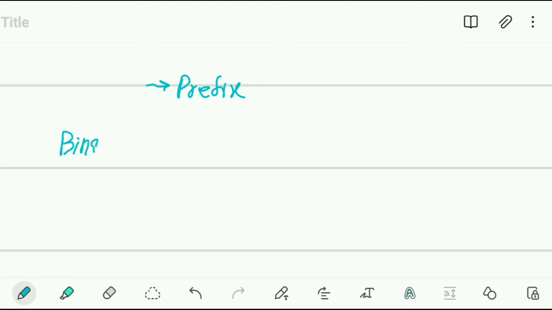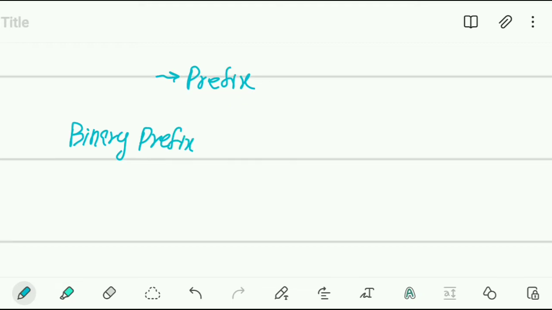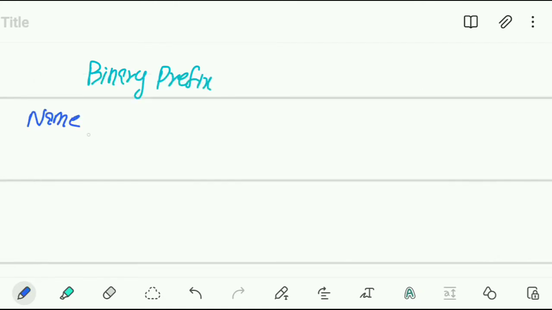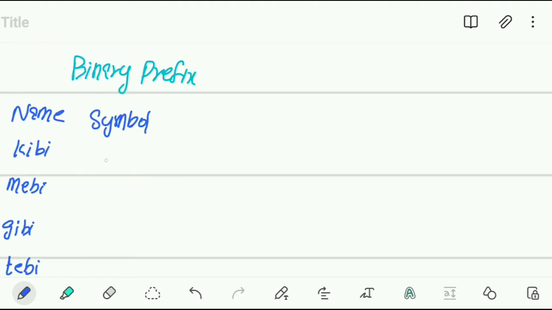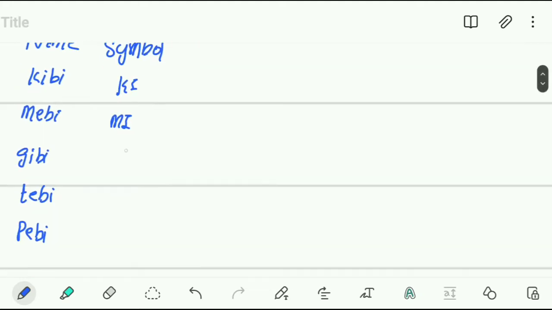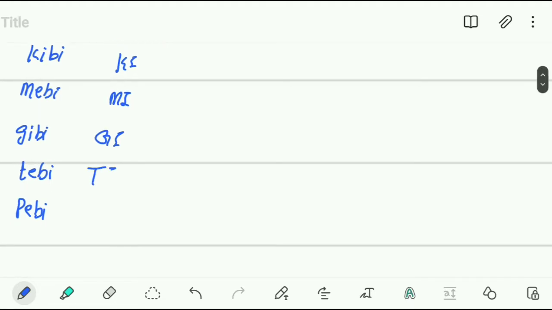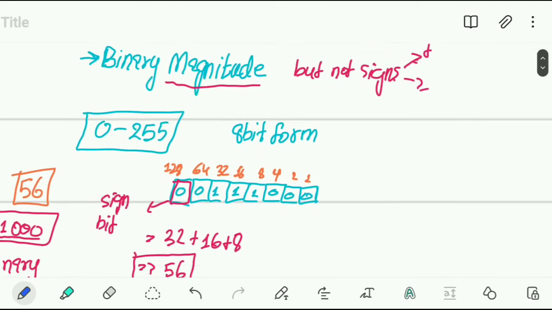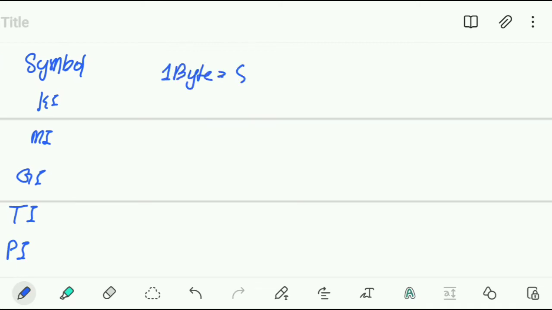So binary prefix. The names, like I just mentioned, would be kibi, mebi, gibi, tebi, and pebi. And what would be the symbol for each name? The symbols are Ki, Mi, Gi, Ti and Pi. We just mentioned 8-bit form, right? 1 byte is equal to 8 bits. So we can either represent these prefixes in byte form or in bit form, but most of the time we try to represent them in kilobytes, not kilobits.